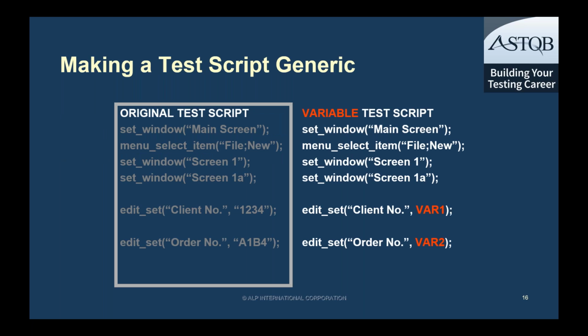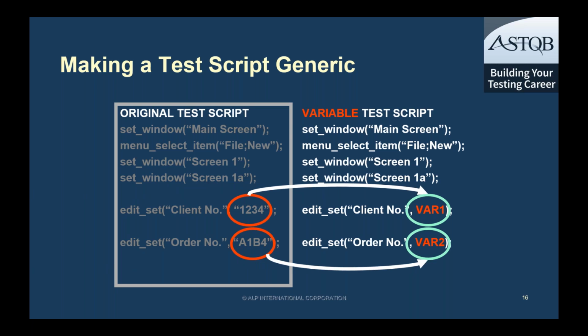Now, let's look at an example of a script. So on the left, we have the original script that sets the control to a main screen window, selects a menu item, sets the control to screen 1, then to screen 1A, and then edit sets or essentially populates the client number field with a value 1234 and the order number field with a value A1B4.